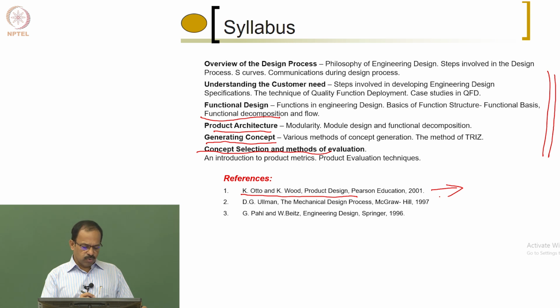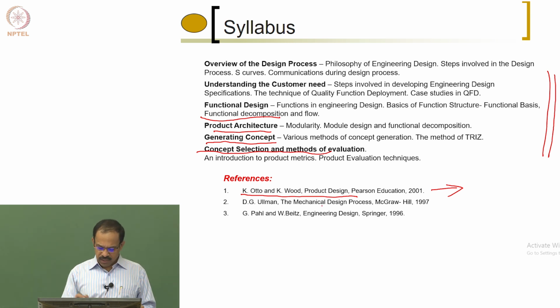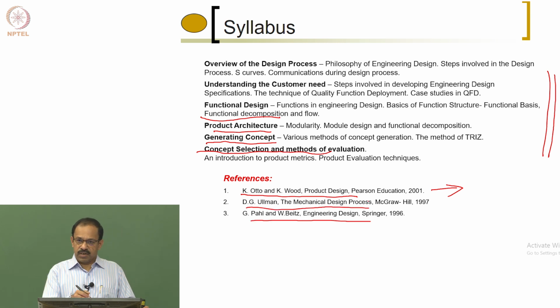And there are other reference books also, like Ullman, The Mechanical Design Process, and Pahl and Beitz, Engineering Design. So whenever I use these reference books for some chapters, I will mention that, so that you can go through that book also. Better to have the first book as a personal copy of yours, so that you will be able to refer to it whenever you need.